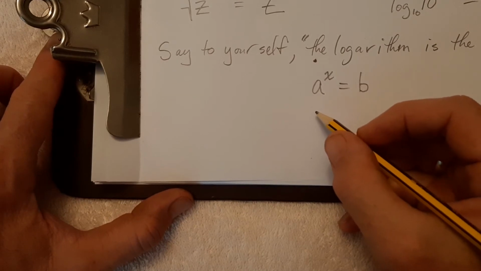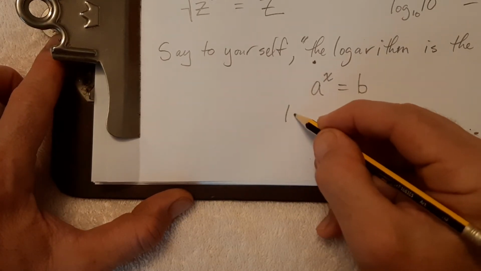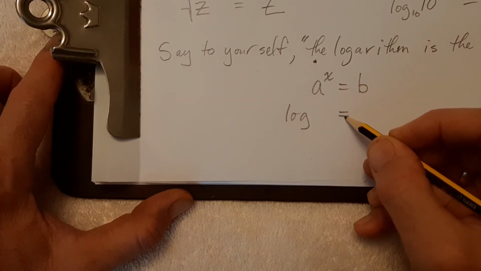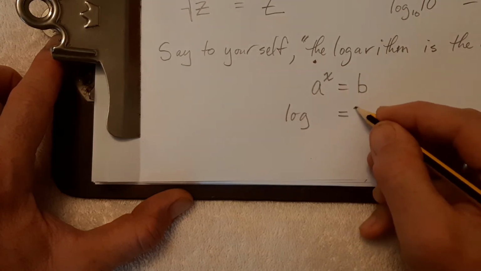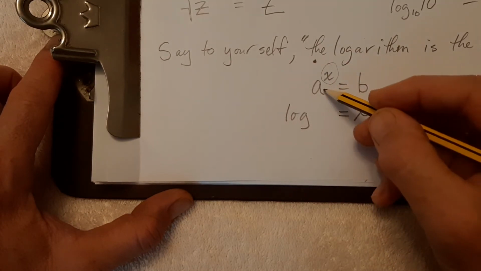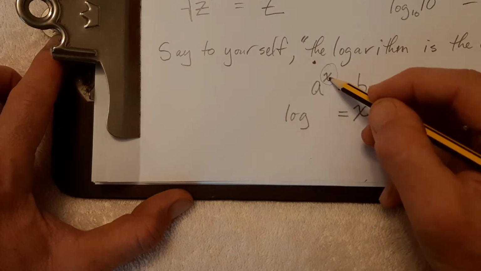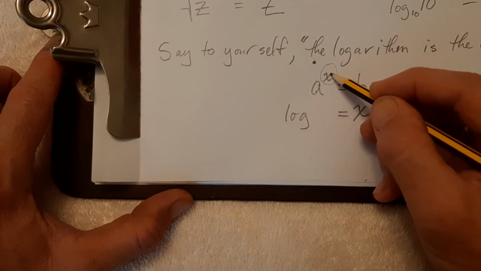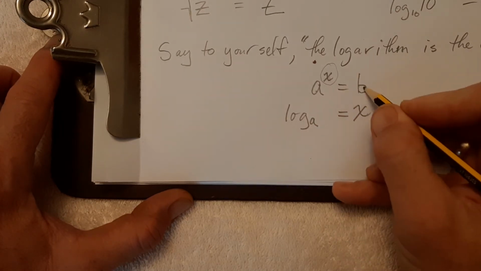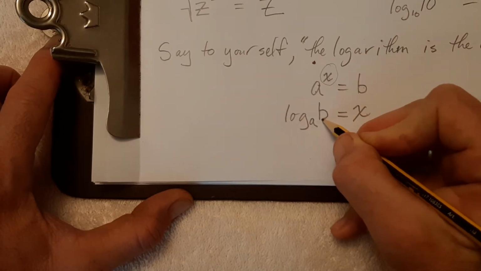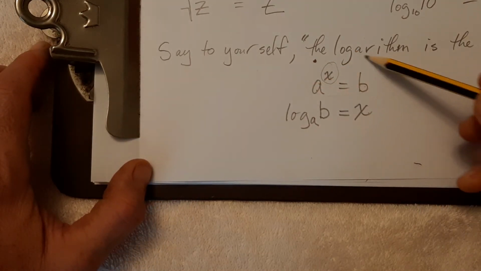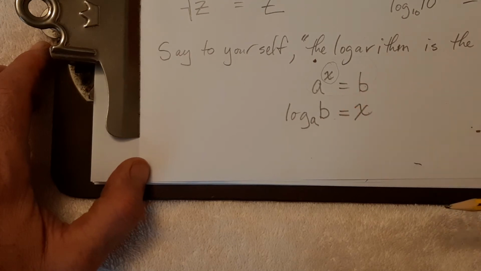I can rewrite this. Remember, the logarithm is the exponent. Okay, see, my exponent goes here. My base of the exponent. Base, exponent, right? A is the base. X is the exponent. My base is right here. That's important. And then the b goes right there. All right? So we're going to do a lot of this today, taking an exponential and writing it in logarithm form.